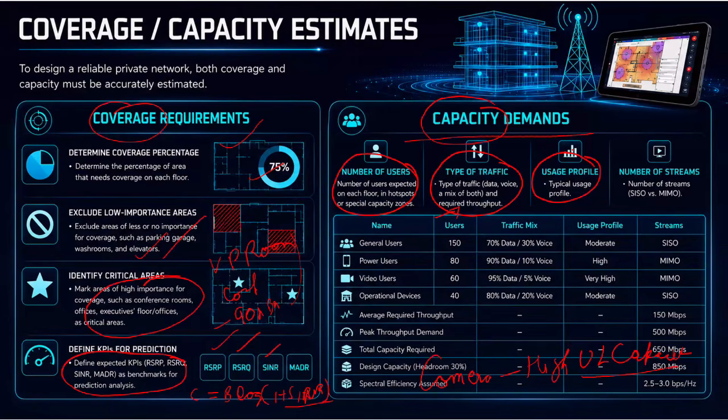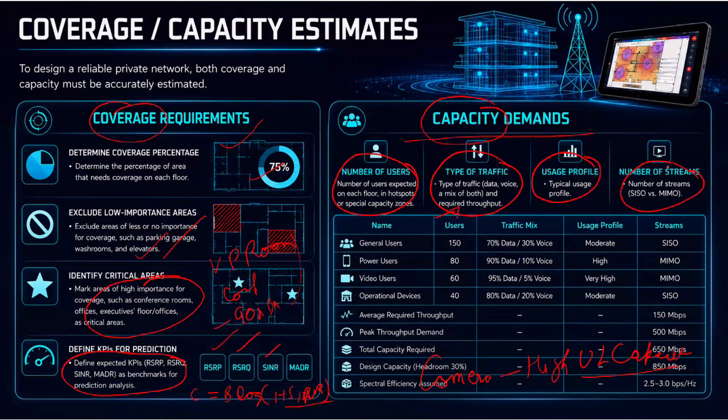And another thing we have to consider is SISO and MIMO as well. So number of streams, right? MIMO can improve our spectral efficiency and throughput. We know it very well. But the actual performance depends on the radio configuration, RF environment, signal quality, and various other things. So all of these inputs are very important for designing the network.